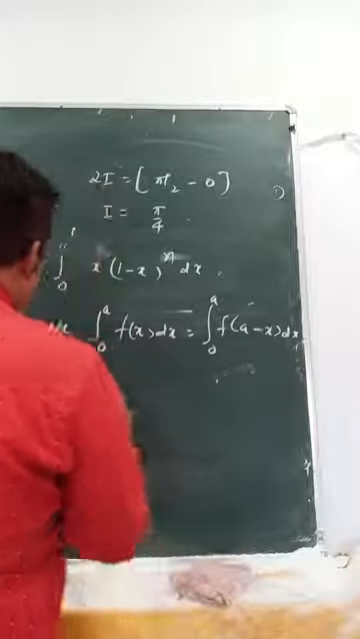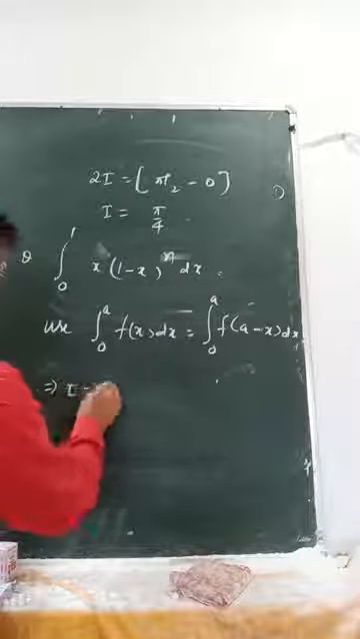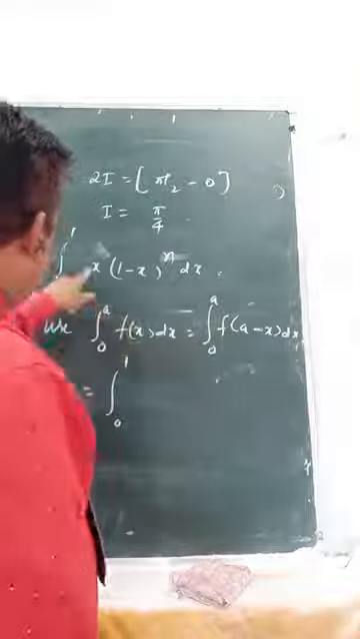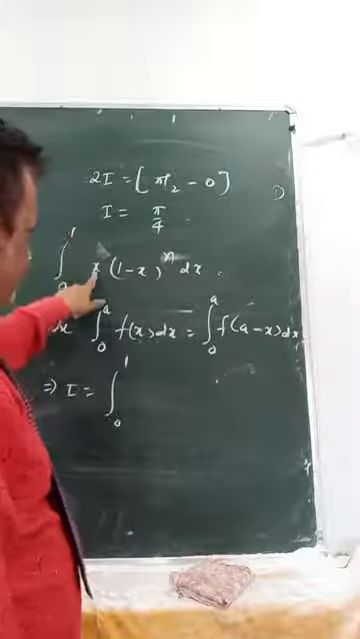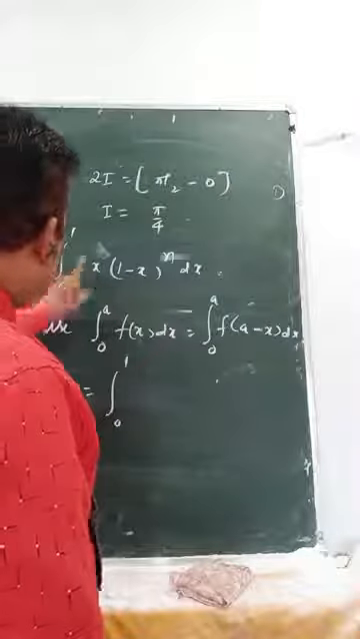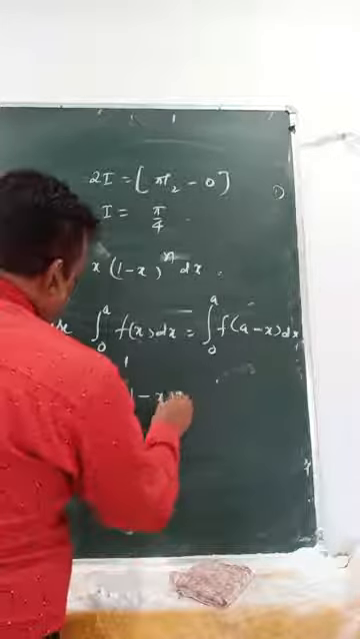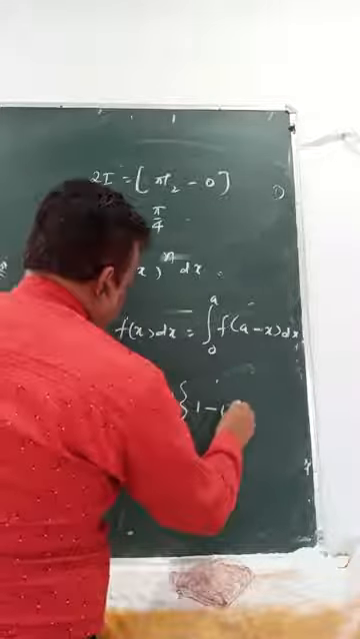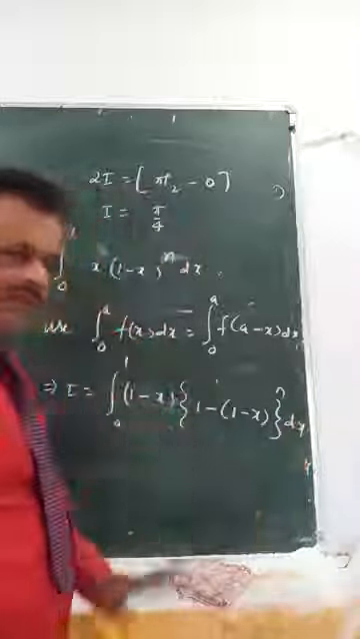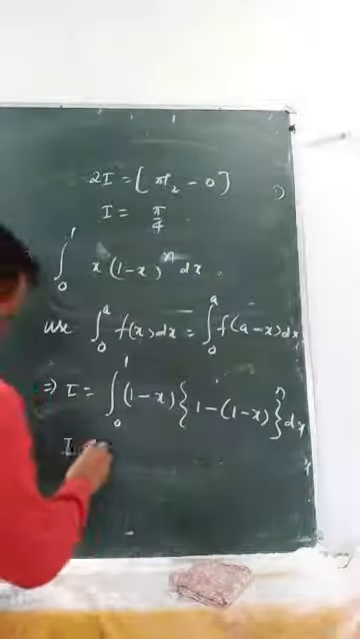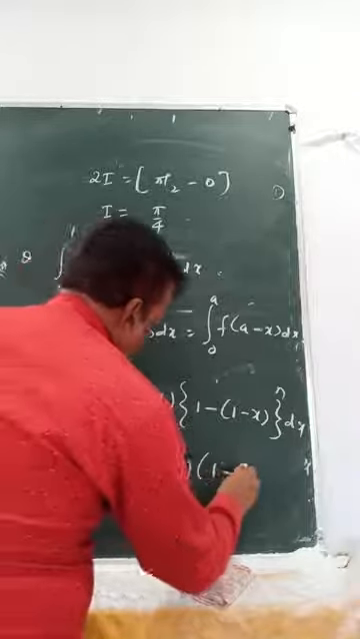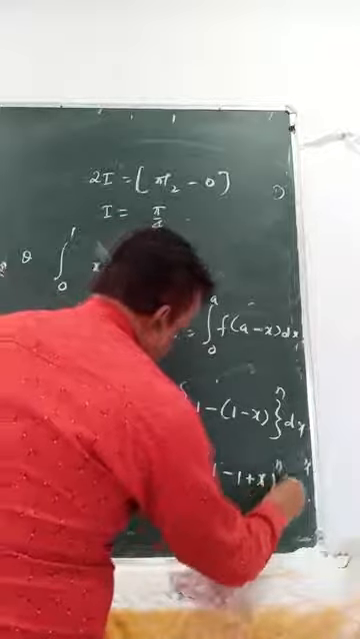So that will be 0 to 1, x becomes 1 minus x. So x will become 1 minus x, 1 minus x power n. Only property you are using. So that became I equals to integral 0 to 1, 1 minus x, 1 minus (1 minus x) power n.